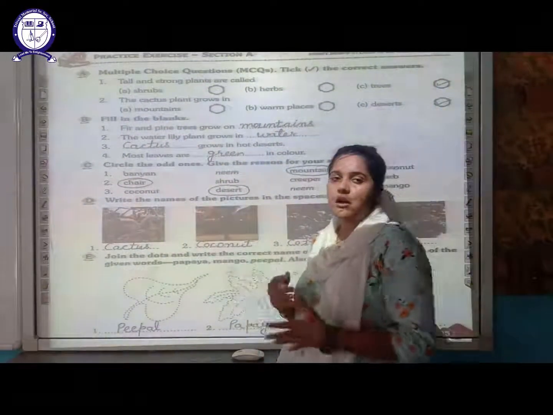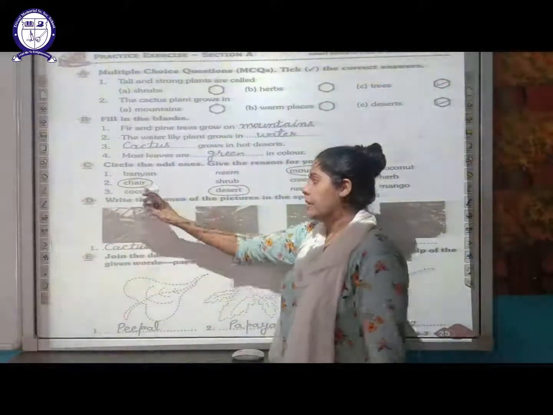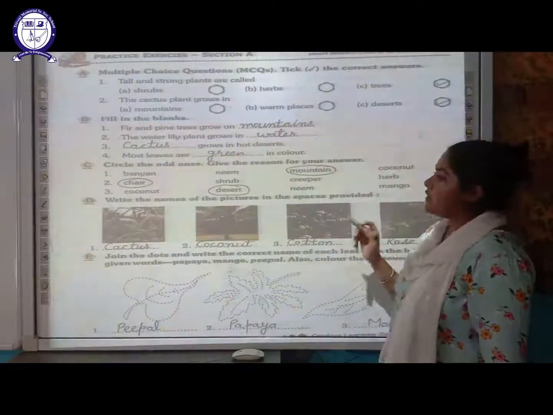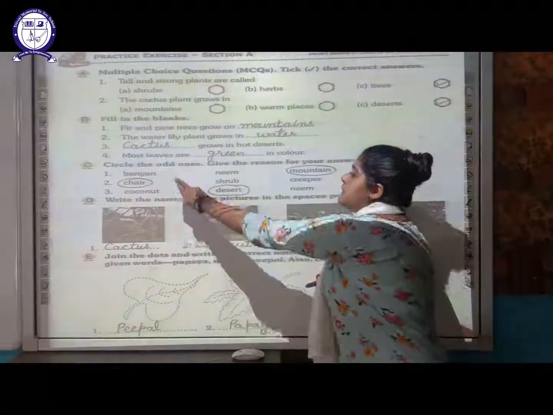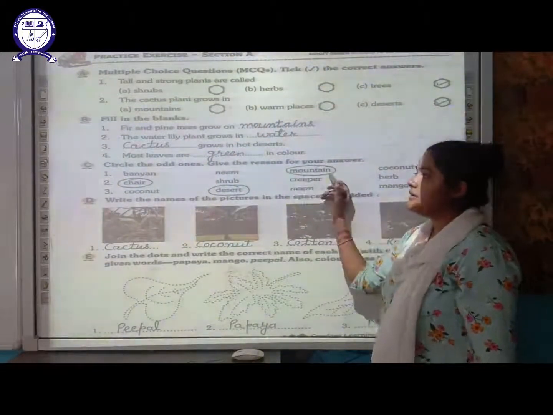So three words are very common and one will be different. We have to circle the odd one out. Banyan tree, neem, mountain and coconut. So as you can see, the banyan, neem and coconut, these are all three types of trees. Mountain is the odd one out.